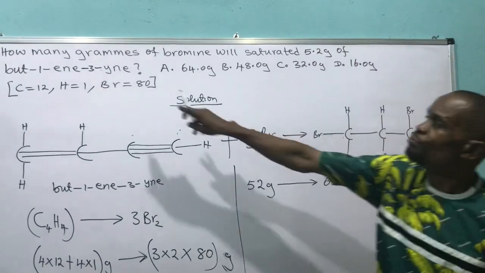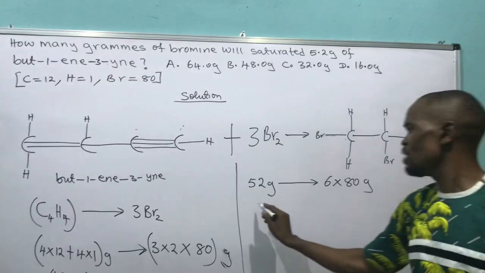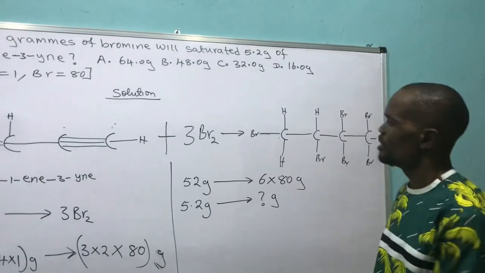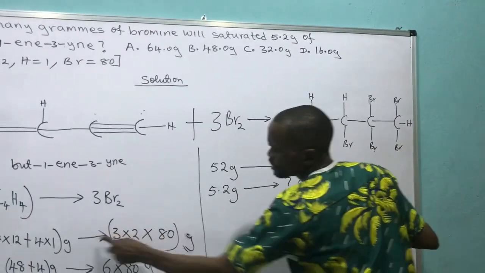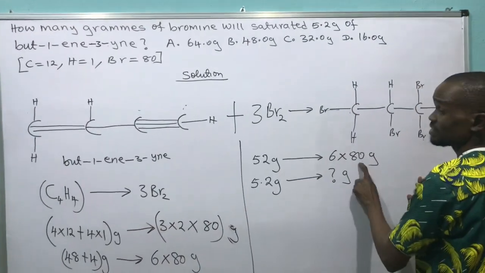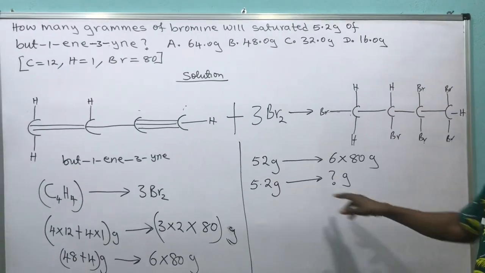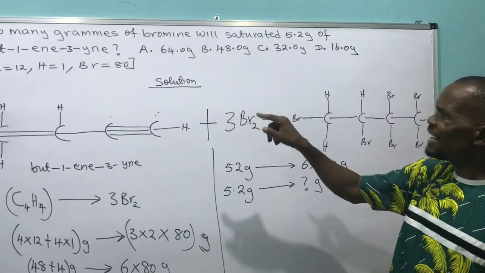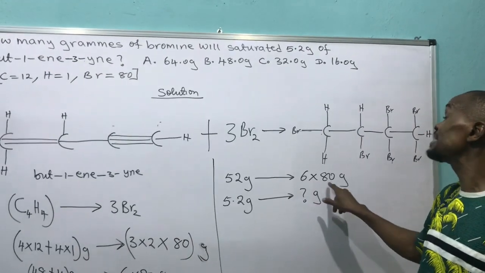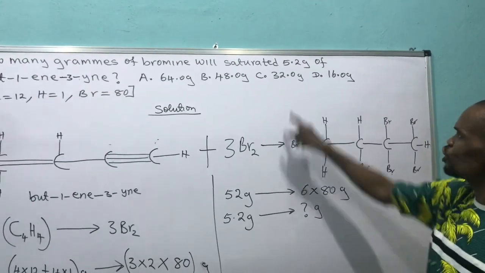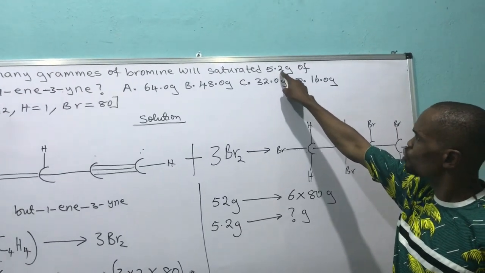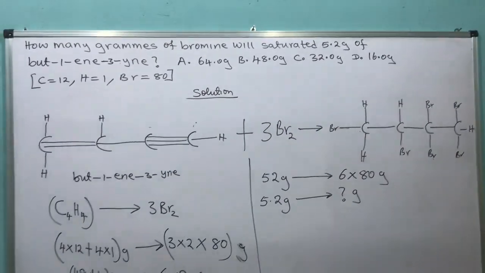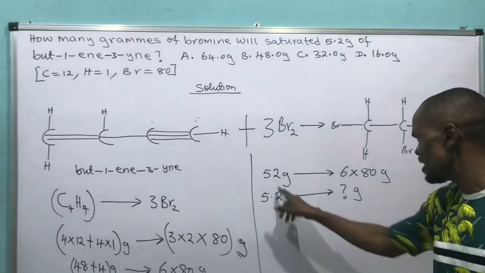Then what will 5.2 gram of C4H4 give me, which is a question mark in gram? According to my equation, according to my reaction, this will give me this, and that's my reference point. According to the reaction, this 52 gram of C4H4 will be saturated with 6 times 80 gram of bromine. Then 5.2 gram of the same C4H4 will be saturated with the bromine. I cannot say my reference point always divides.